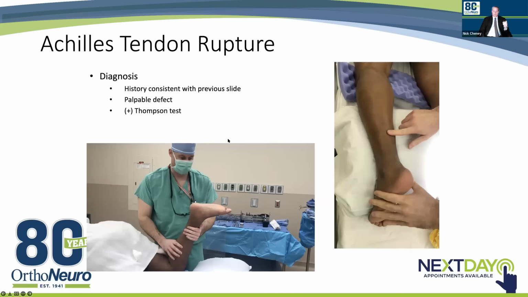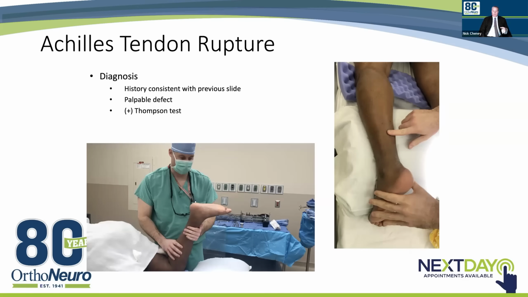So history is consistent, right? So it's going to be pretty much the same story almost every time. And the biggest thing is, I don't need MRIs. I don't order MRIs on the tendon itself when you get ruptures. I've got some videos here of how I diagnose these things. So I get the patient in the room.